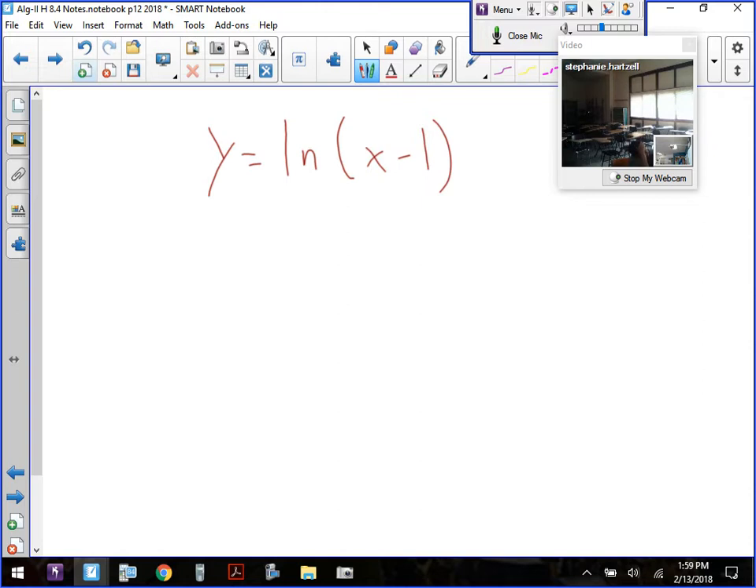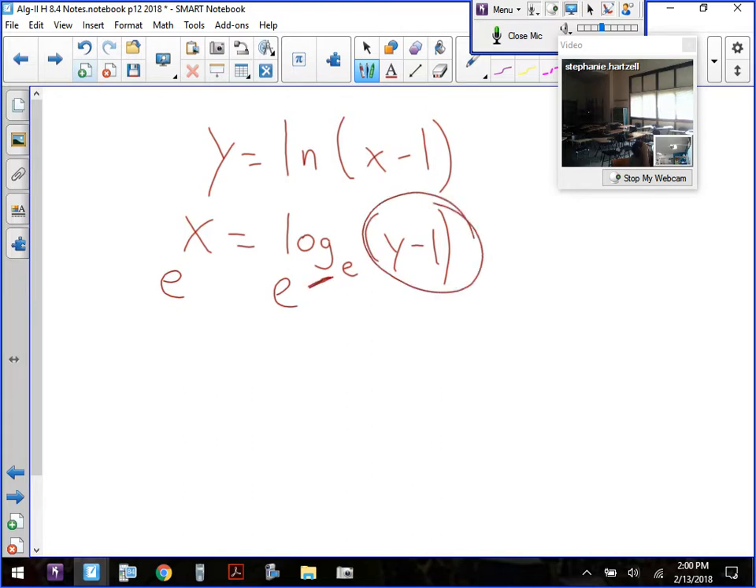Remember, natural log stands for log base e. So whenever I have natural log, I'm going to rewrite it as log base e. Change x and y. It's the same idea. I need to undo the log. How do you undo the log? You e it. By doing that, it undoes this base, allows the stuff in the parentheses to fall. Now I have e to the x.